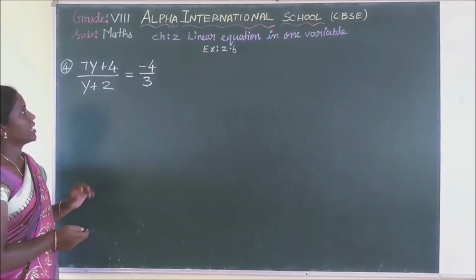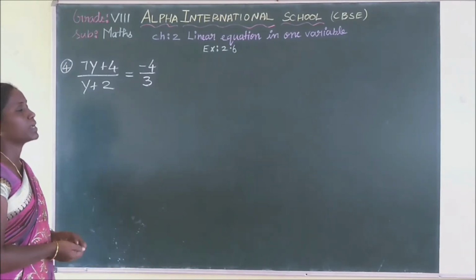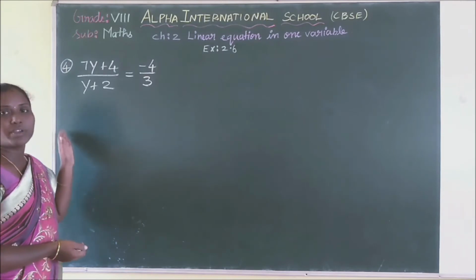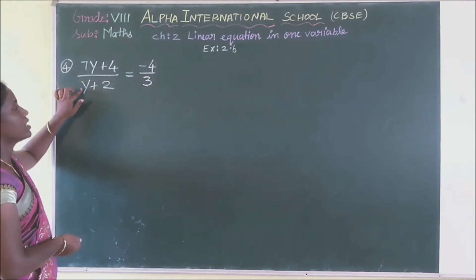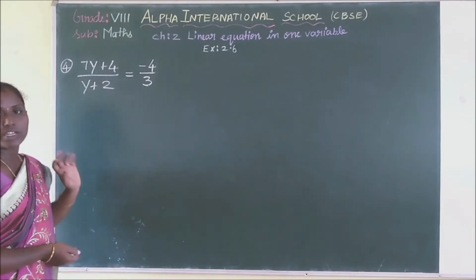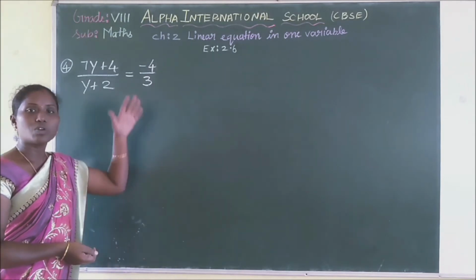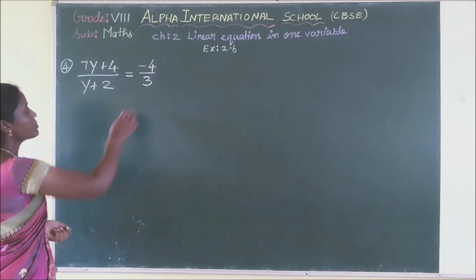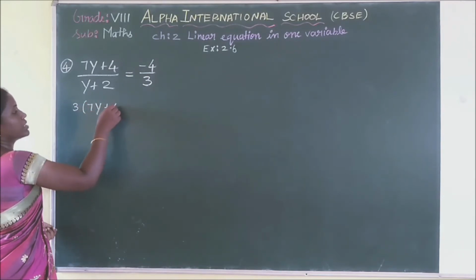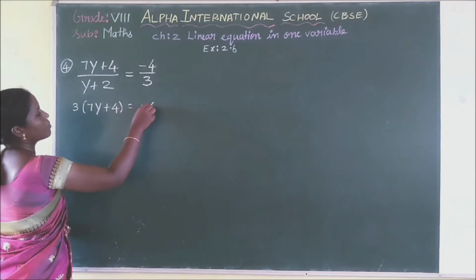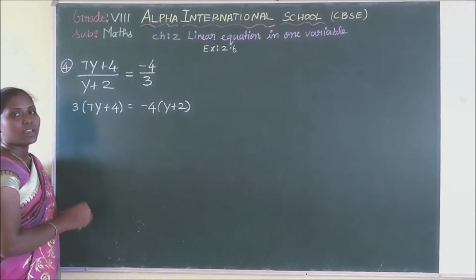See here, the next problem. 7y plus 4 by y plus 2 is equal to minus 4 by 3. Same as the previous problem model. Here we are getting the division form, fraction, and here also it is a fraction. If you want to frame a linear equation, we just have to cross multiply the terms. So if we cross multiply the terms, 3 into 7y plus 4 is equal to minus 4 into y plus 2.